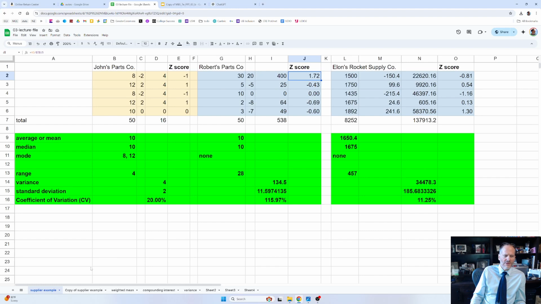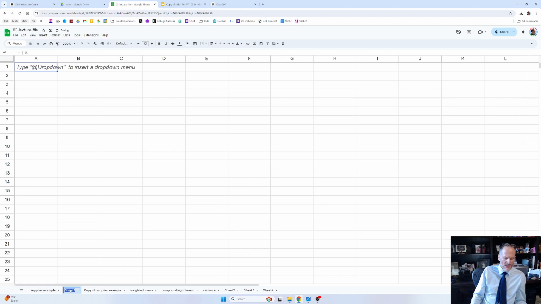So let's play with that for a second. To do that, I'm going to create a new spreadsheet. I'm going to call this Chebyshev and z-scores. And I'll put a z-score here. I'm going to do 1.1, and I'll do 1.2, 1.5, 1.9, 2, 2.5, 3, 3.5, and 4.